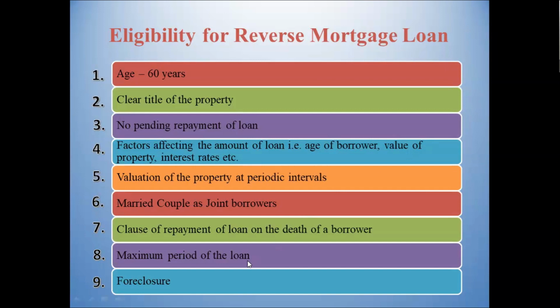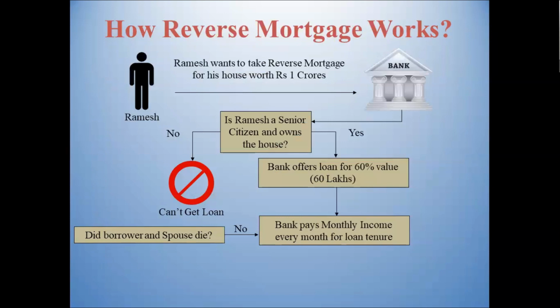And as I have already discussed, the maximum period of loan shall be 20 years from the age of 60. And there are certain cases I shall be discussing in a while. The loan can also be foreclosed if there is a violation in the terms and conditions of the loan. Okay, here is the process for reverse mortgage. How does it work? With the help of one example, I would explain.